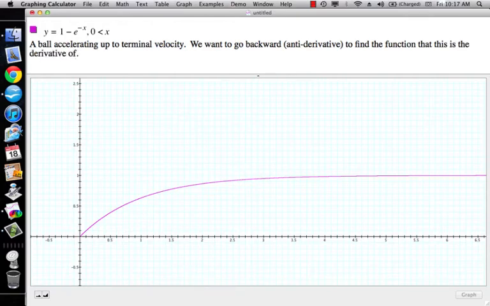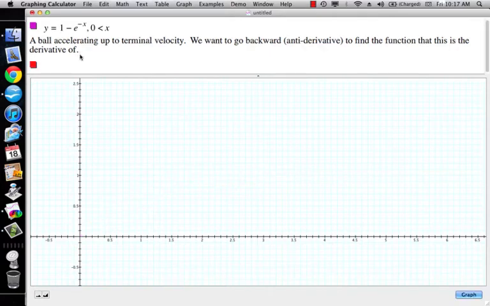Okay, we want to go backwards to find the function that this is the derivative of. So this velocity versus time graph is the derivative of some function. Well, let's see if we can figure this out. We have to use y again, so I can't use the proper notation to do what I want to do.